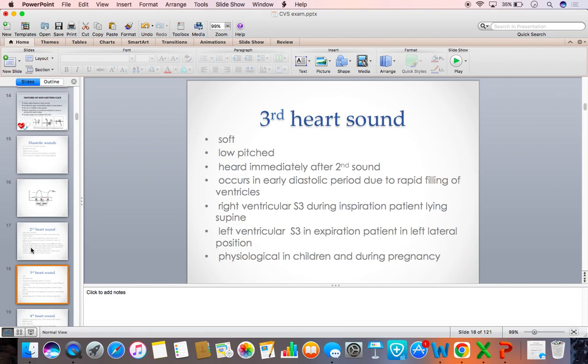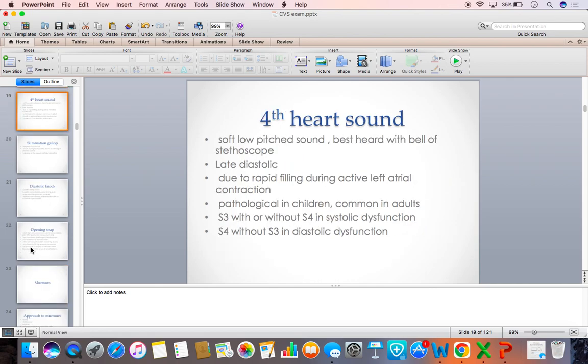This sound is produced by the early rapid filling of the ventricles, generating turbulence. Fourth heart sound is a soft, low pitched sound, best heard with the bell of the stethoscope. It occurs in late diastole. This is due to the rapid filling during the atrial contraction, with the ventricle being poorly compliant. This is normal in adults but pathological in children.